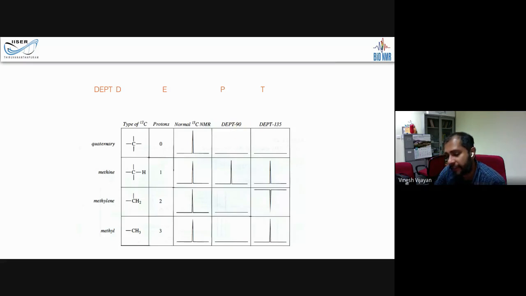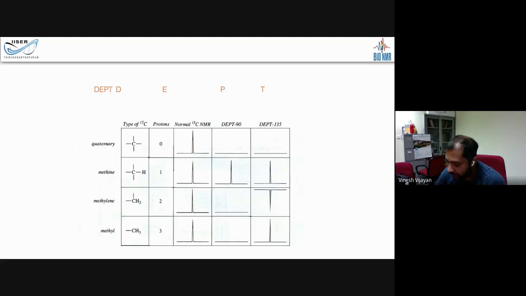DEPT 90 or DEPT 135 depends on the last pulse, whether it is a 90-degree pulse or a 135-degree pulse, which edits whether it is methylene or methine and so on. Now, methine, with a single hydrogen, gives signal in normal carbon-13, but DEPT 90 and DEPT 135 will not give a quaternary carbon. The CH carbon will give a positive signal in both DEPT 90 and DEPT 135.